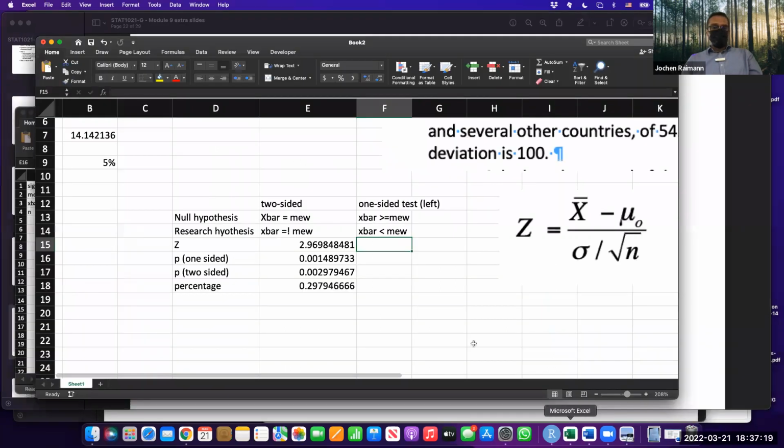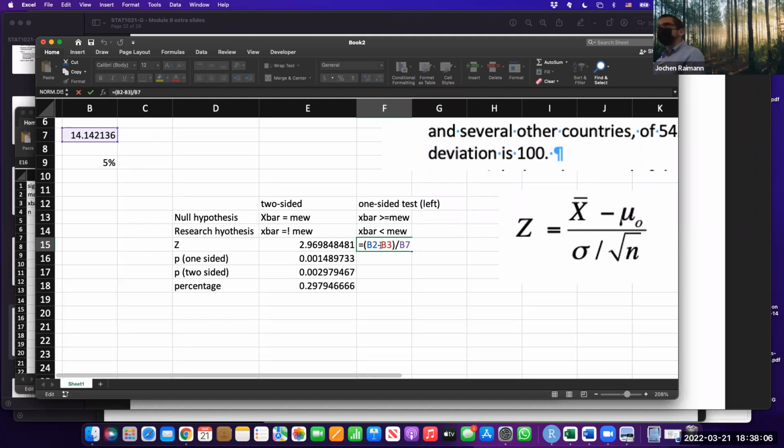So now the calculation per se is the same. The calculation is again B2 minus B3 divided by B7. It's the same calculation as in the neighboring cell. Can you go back one more time? Sure. What's in the middle in between B2 and B3? That's a minus. So this is this formula, right? It's X bar minus mu divided by the standard error of the mean. Yes. Can you go back to the percentage? The percentage, yes. Is it supposed to be the same number as the one next to it? It's the same number.